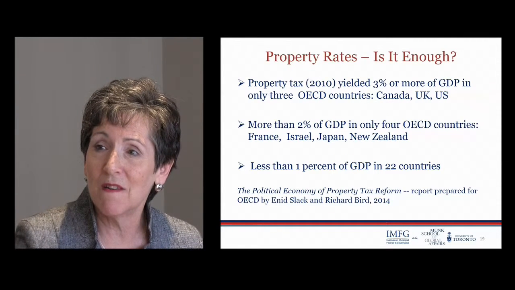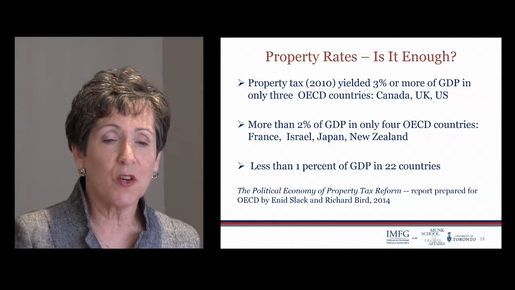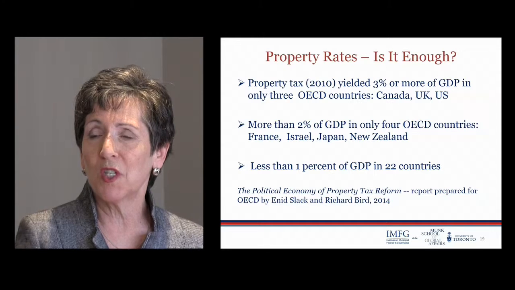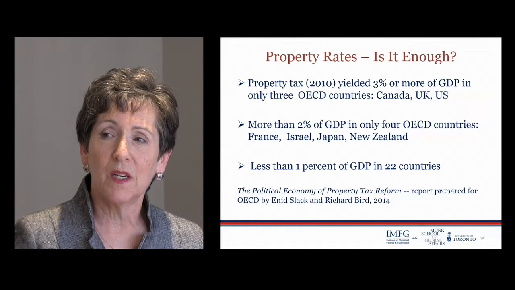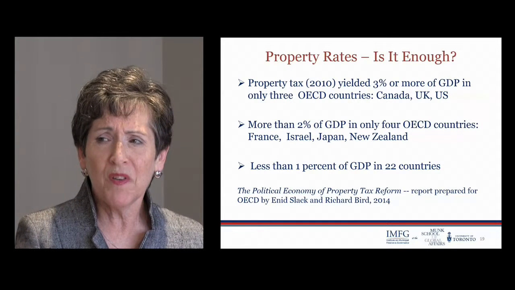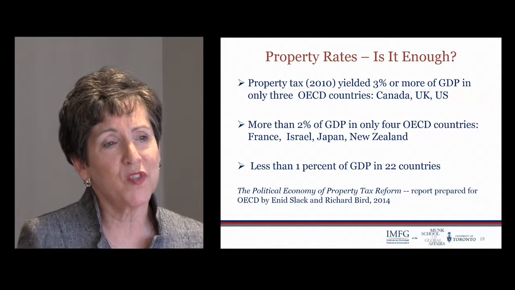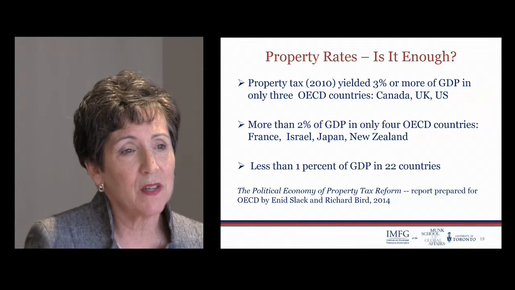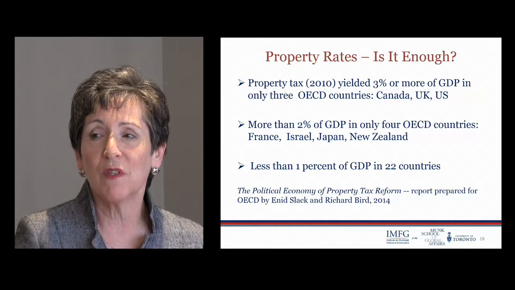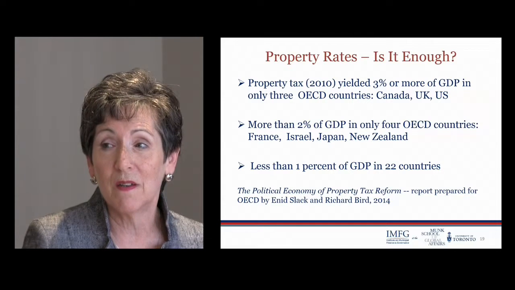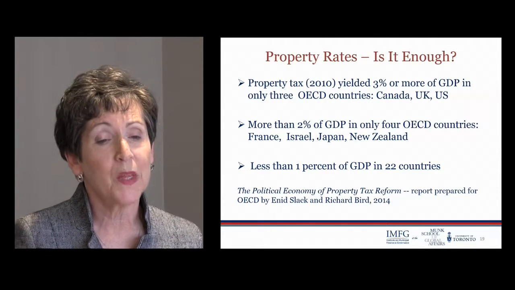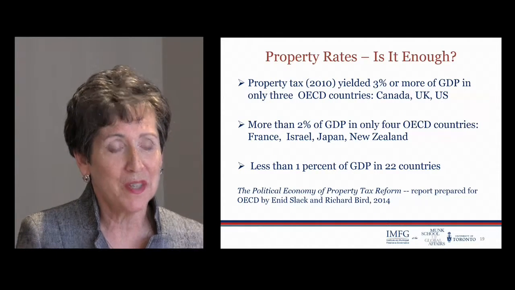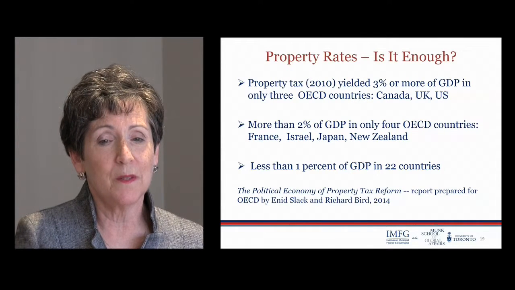So are property taxes enough? Well, in a paper that I co-authored with Richard Bird called The Political Economy of Property Tax Reform, we reported on property rates in different countries based on data from the OECD. And what we found was no country gets more than 3% of GDP from property taxes. Canada, United Kingdom, the US get close to that, but most countries get less than 1% of GDP. And we have 22 countries there. So it's a good tax. Economists think it's a good tax, but it doesn't bring in the revenues that people need, that local governments need.